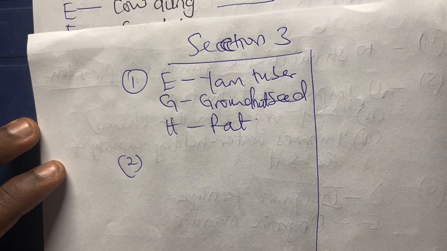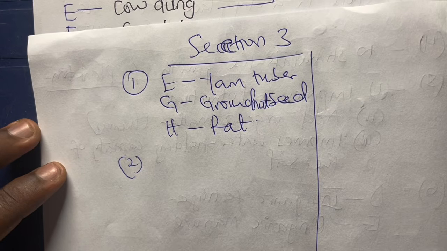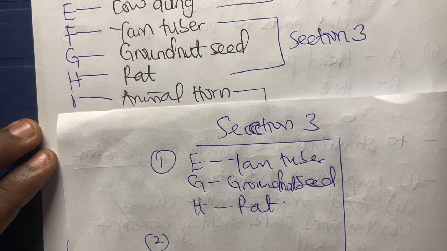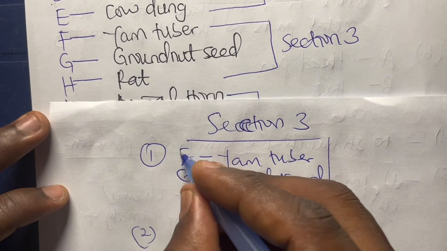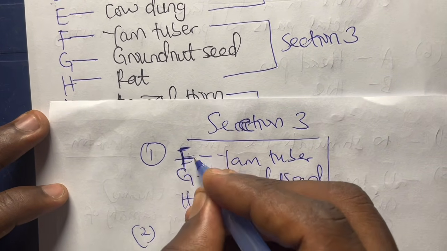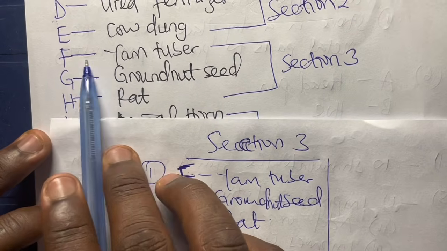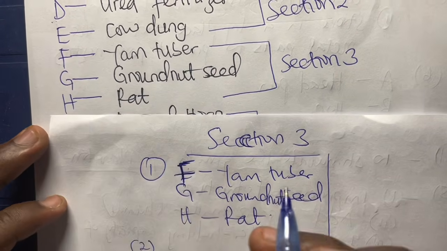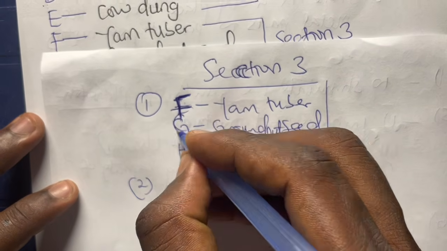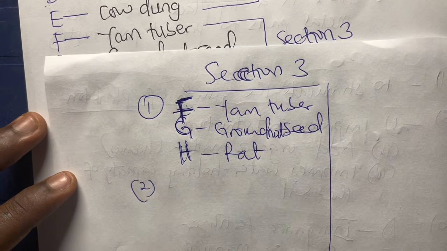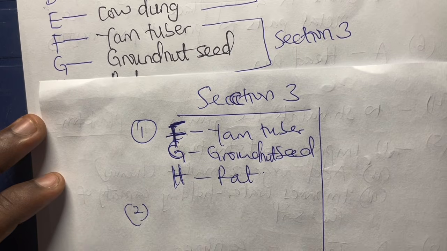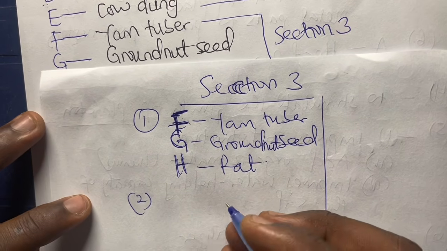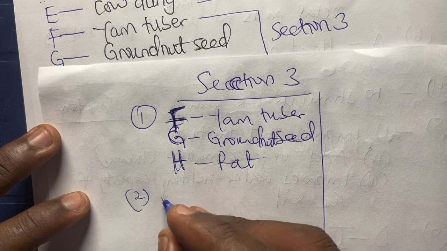Another question they can ask you is to state the botanical name of specimens F and G. Sorry, this is F, not E. F is yam tuber, as you can see here. So this is F, G, H. So what is the botanical name for yam tuber?